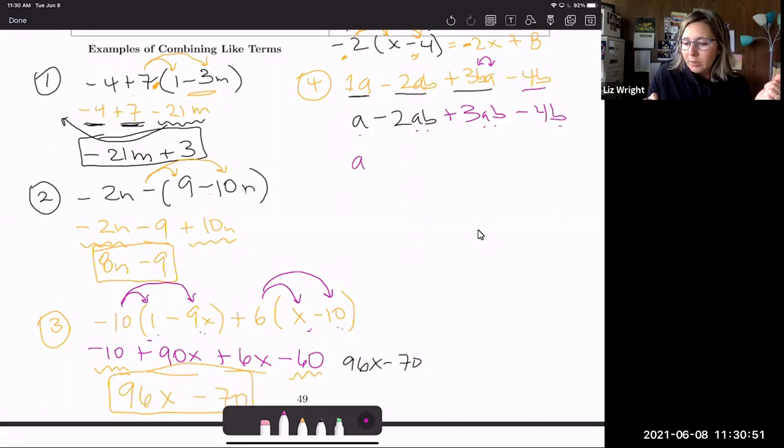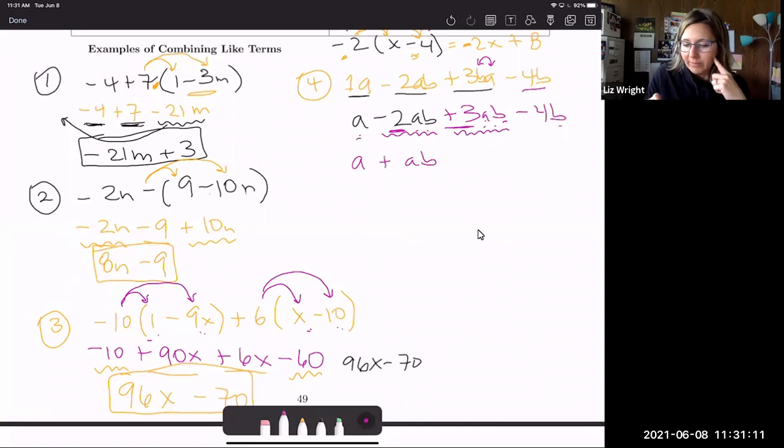And now these two are like terms. They both have an ab. They're both raised to the first power. It's a to the first, b to the first, a to the first, b to the first. So let's combine them. -2 plus 3 is 1. Am I going to write 1ab? No, I'm going to write ab.